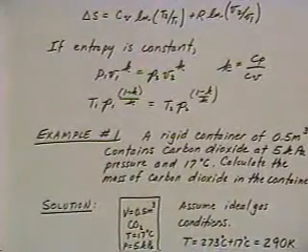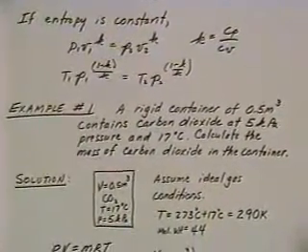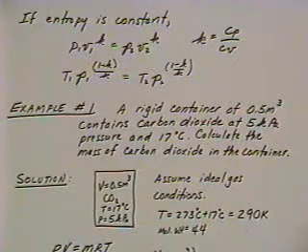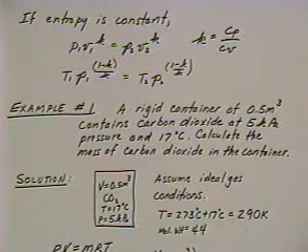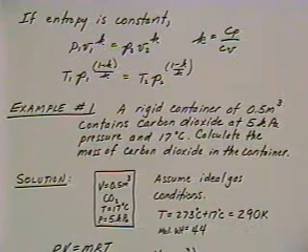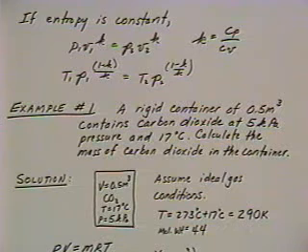So let's take our first example, example number 1. We've got a rigid container of volume a half a cubic meter that contains carbon dioxide gas at 5 kilopascals and 17 degrees C, and we want to calculate the mass of carbon dioxide in the container. Now, as we go through these examples, there's one thing I'd like to point out to you, and that is all of the examples that I'm giving you are provided in metric units.